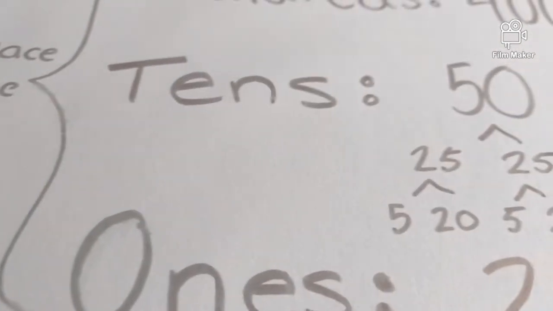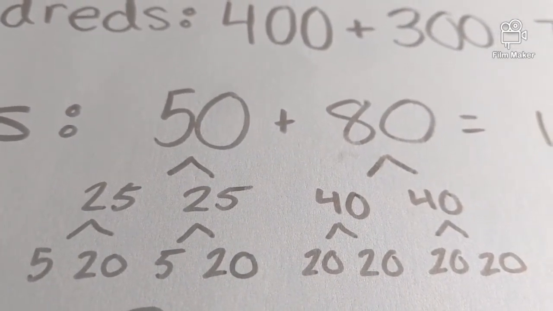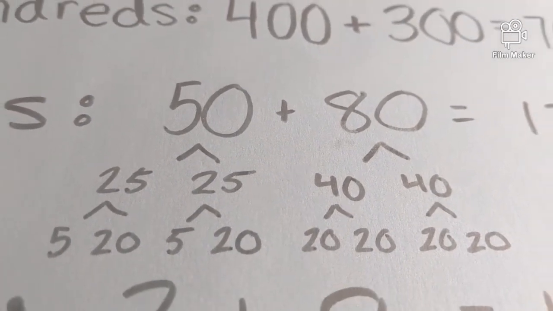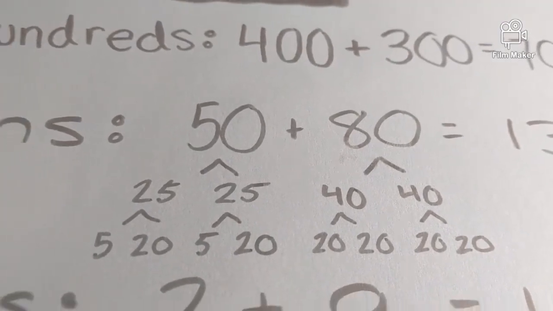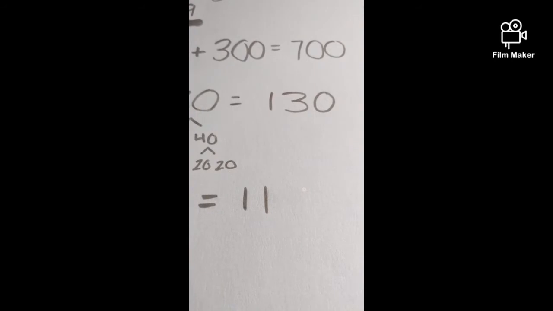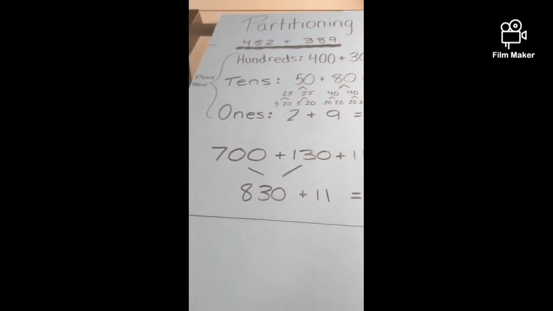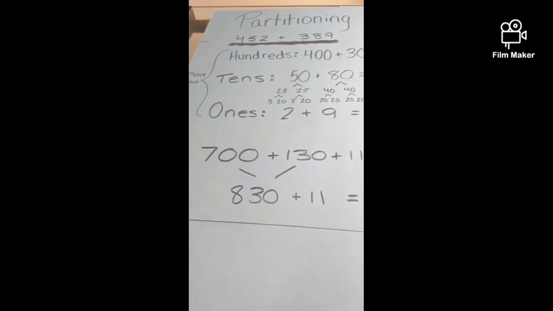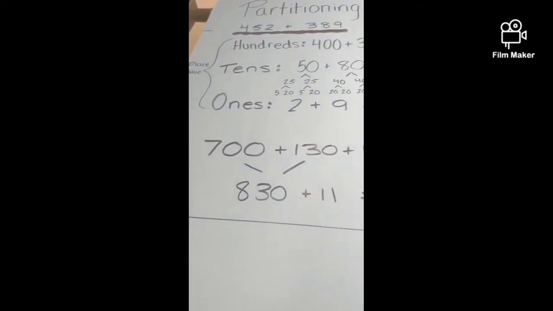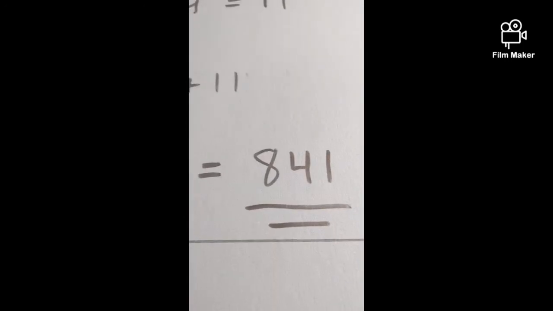If students are not comfortable with adding 50 and 80 together, they can partition the numbers even further as shown and add the smaller numbers together. How many ones do we have? We have 2 and 9, which has a sum of 11. Students can now add 700, 130, and 11 together, but if they are not comfortable adding all 3 numbers together at once, they can add 700 and 130 together first to reach 830, and then they can add 11 onto that to reach the sum of 841.